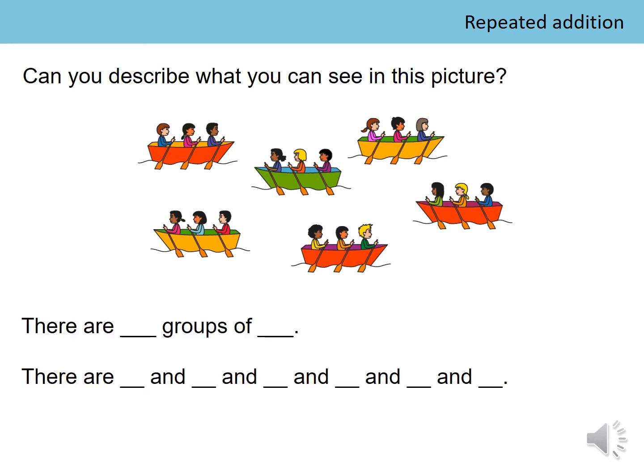So there are 6 groups. If I count, I can see 6 boats. So there are 6 groups of 3 because there are 3 children inside each boat. This means we have 3 and 3 and 3 and 3 and 3 and 3. So our number sentence would look like 3 plus 3 plus 3 plus 3 plus 3 plus 3. Quite a long repeated addition number sentence.